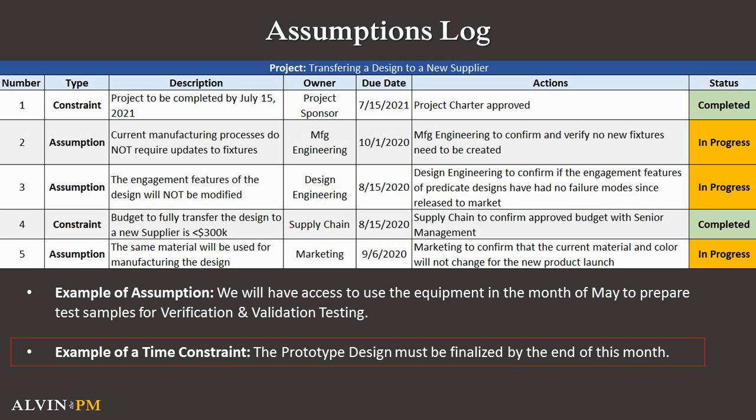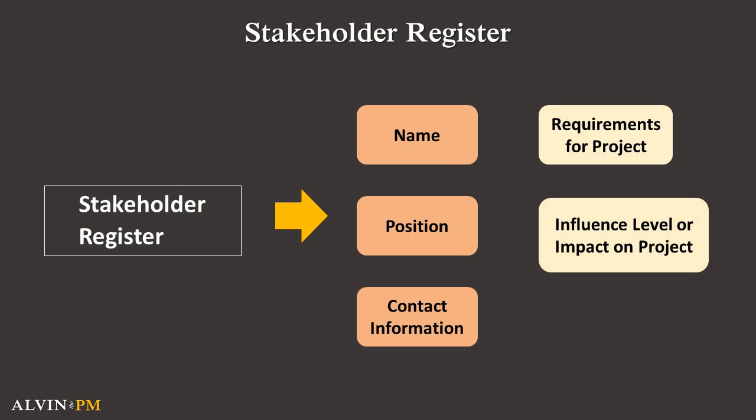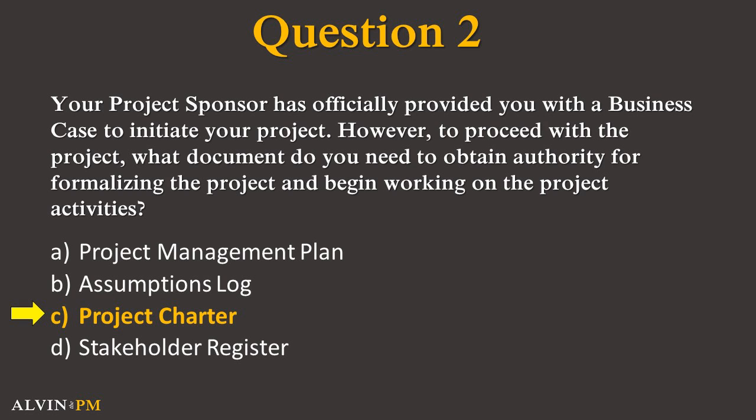design and development activities. The Stakeholder Register, on the other hand, is a list of the stakeholders used to identify the people that will be impacted by the project. Therefore, the correct answer is C.